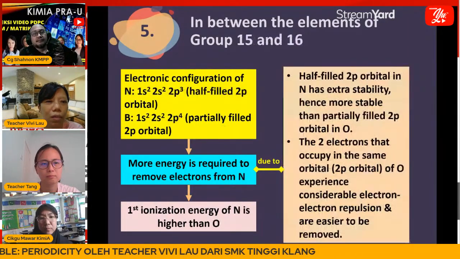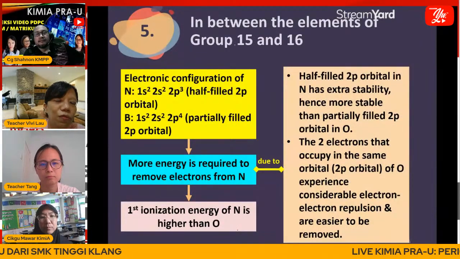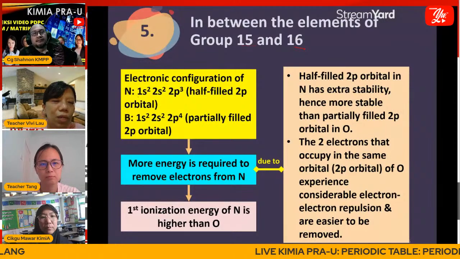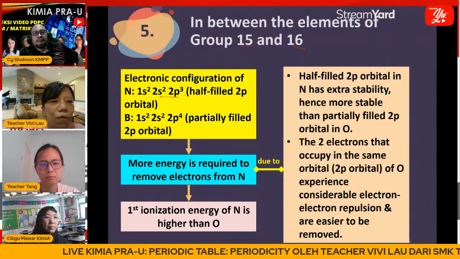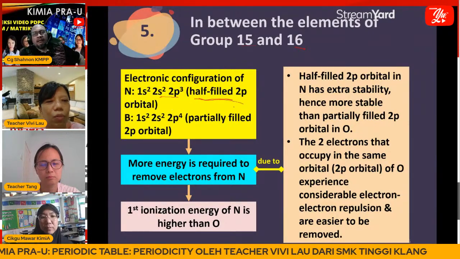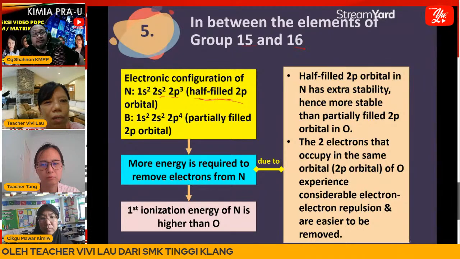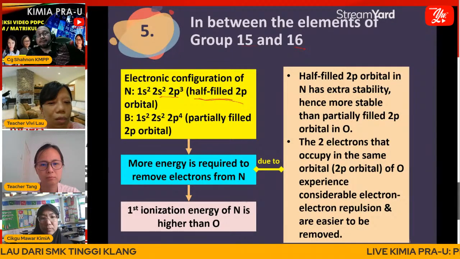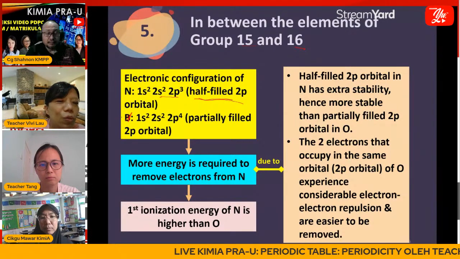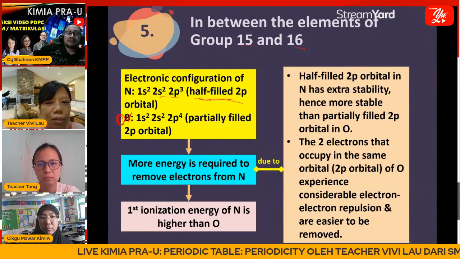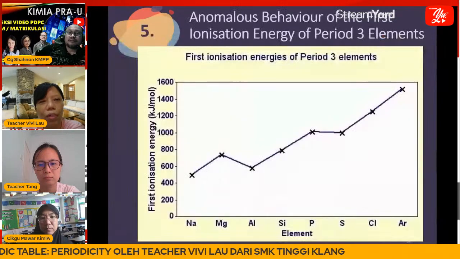Okay, then another anomalous behavior is between group 15 and 16. So nitrogen has extra stability of half fill. Half-filled p has extra stability, while partially filled is not stable. So nitrogen has higher ionization energy than oxygen. Okay, so same thing for period 3.